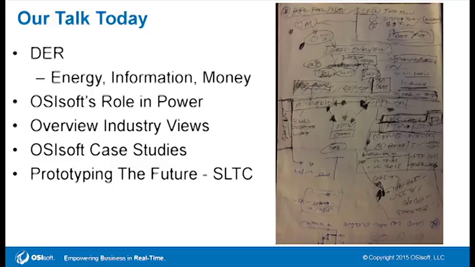As the professor said, the role of OSIsoft in the power industry, some other industry views, and some case studies that we have. And we'll close with a concept we call prototyping the future, some work that's going on in San Leandro, where I'm from, San Leandro, California.